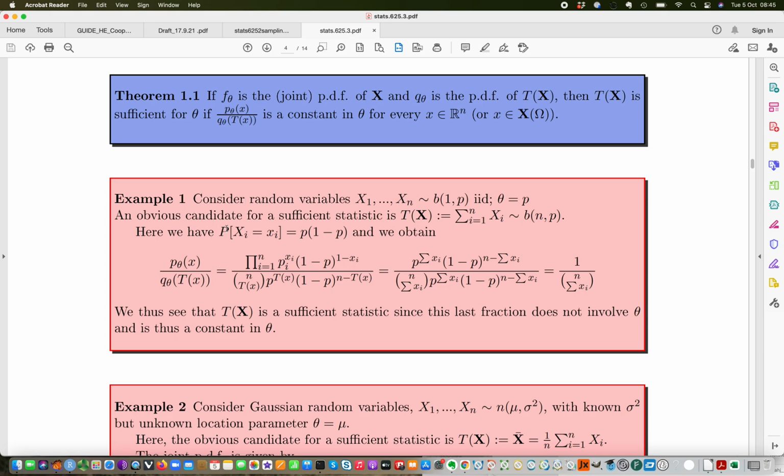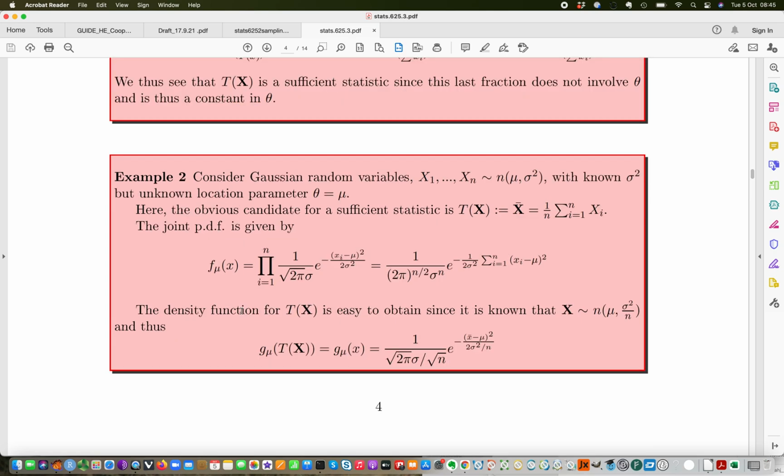And we can do this easily for some examples. For example, for a binomial or Bernoulli here, the sum of all the x's is a sufficient statistic, and that's fairly easy to see using this ratio. Similarly, x bar is sufficient for the location parameter in a normal, and so on.